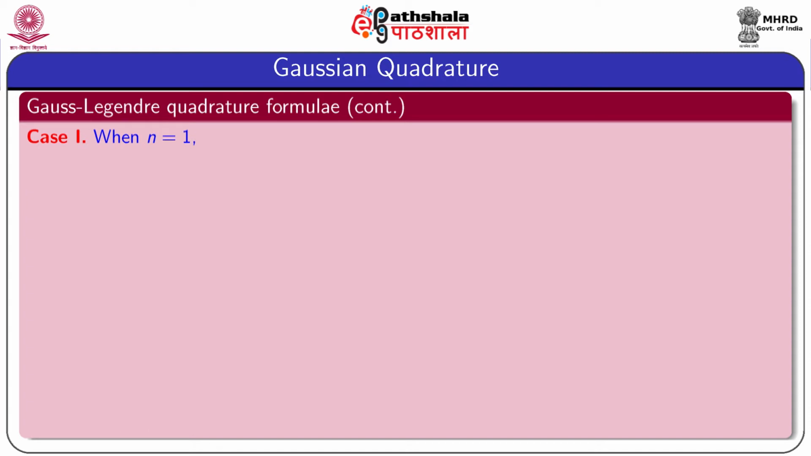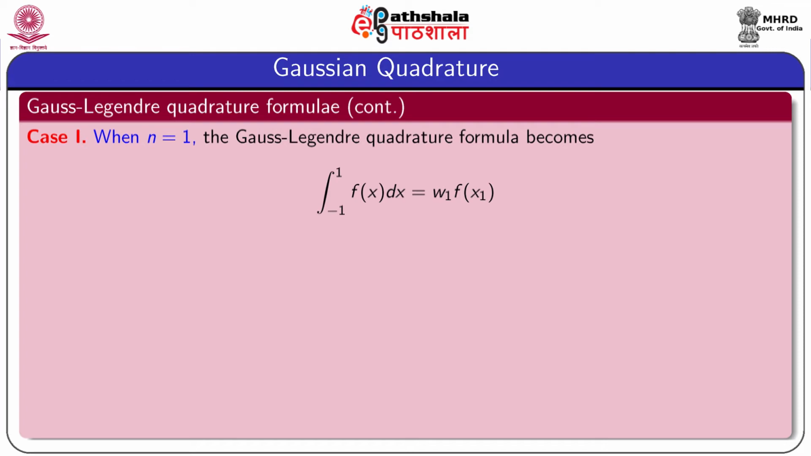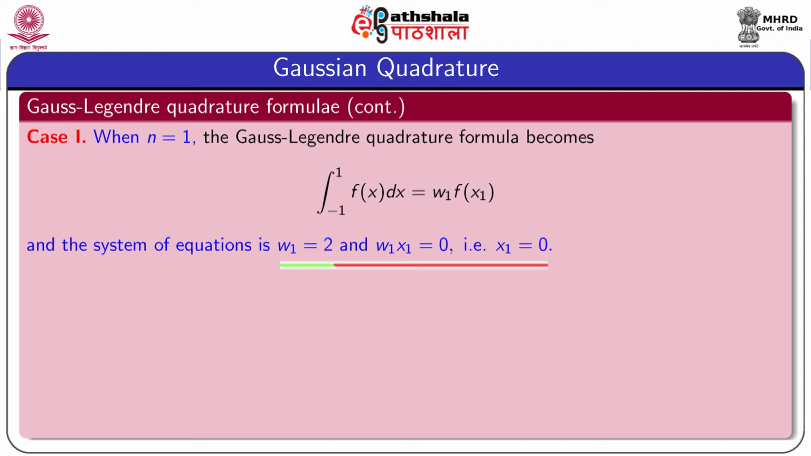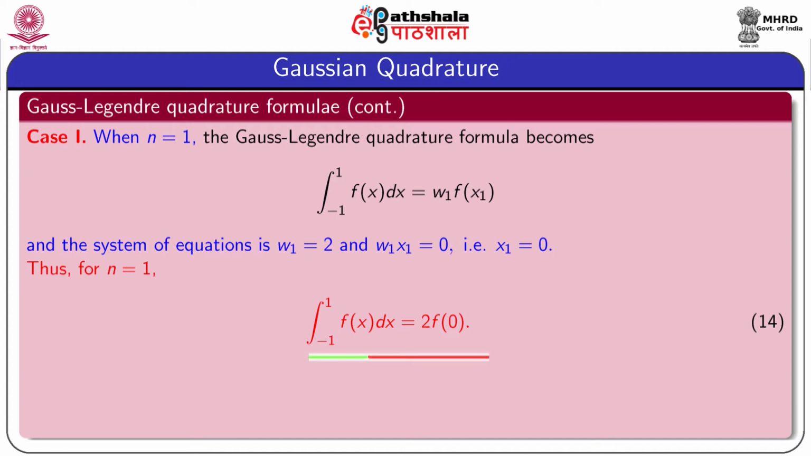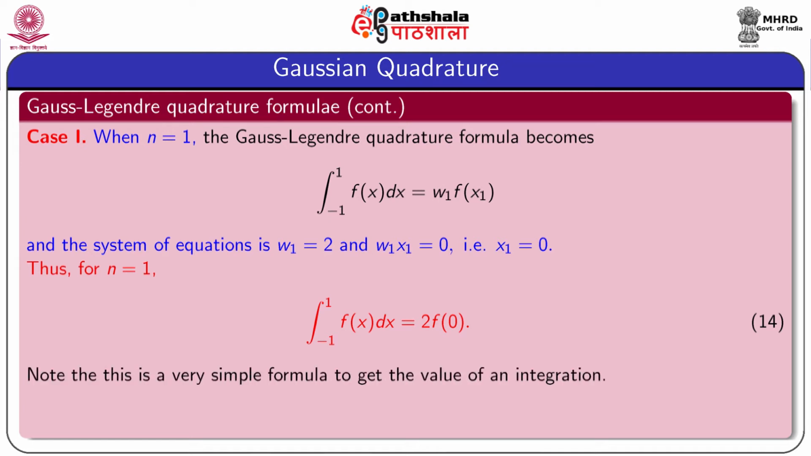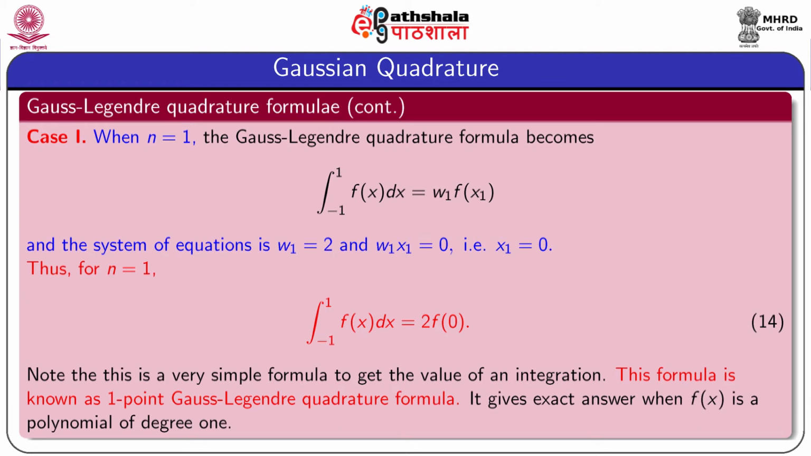Now, we consider n equal to 1 as case 1 to get a particular Gauss-Legendre quadrature formula. In this case, the formula is integration minus 1 to 1 f x dx equal to w1 into f of x1, and the corresponding system of equations is w1 equal to 2 and w1 into x1 equal to 0, that is x1 equal to 0. Hence, for n equal to 1, the Gauss-Legendre quadrature formula is given by equation 14, which is integration minus 1 to 1 f x dx equal to 2 into f of 0. Note that this is a very simple formula to find the integration of an integrable function f x, and that value is the functional value at 0 times 2. This formula is known as the one-point Gauss-Legendre quadrature formula, and it gives the exact answer when f x is a polynomial of degree 1.